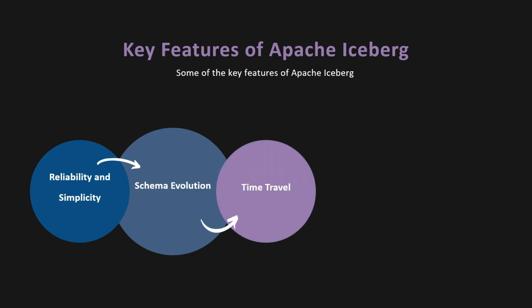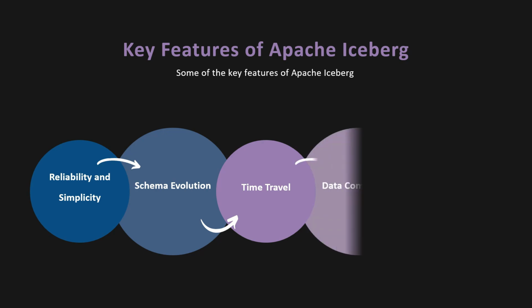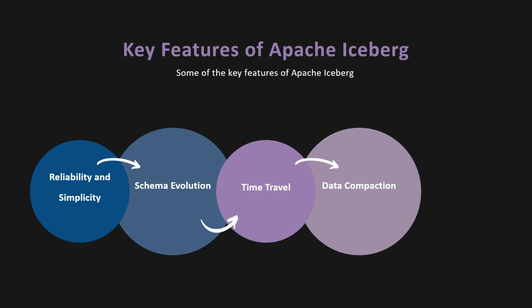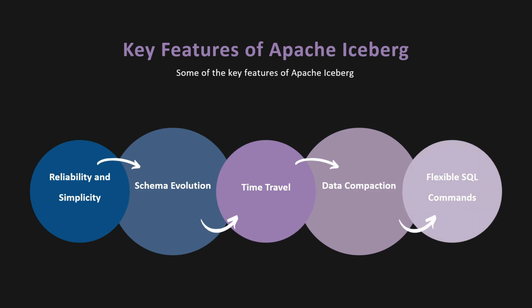Time travel feature allows you to query historical data by using table snapshots, which is incredibly useful for data analytics and debugging. Iceberg supports data compaction out of the box, helping to optimize file layout and size for better performance. Iceberg supports a wide range of SQL commands for data manipulation, including merge into and delete from.